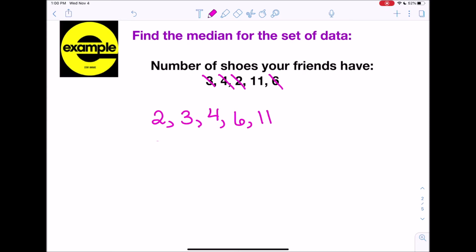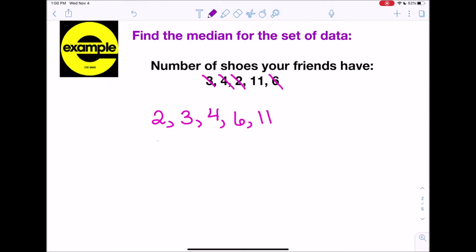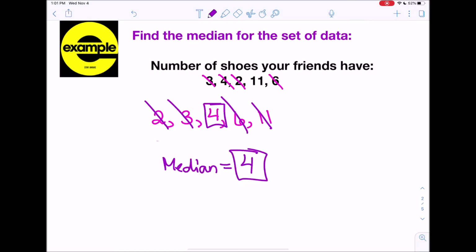All right, now that it's been ordered from least to greatest, I go ahead and find the middle number. So I'm going to cross out one number from each side until I find my middle number. And in this case, my middle number is 4, so that means the median equals 4.